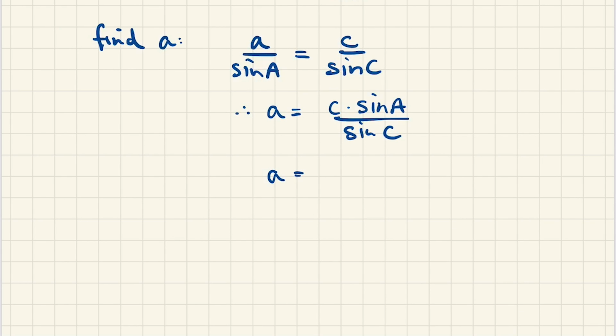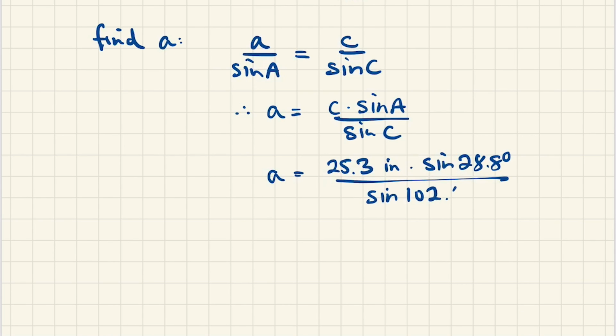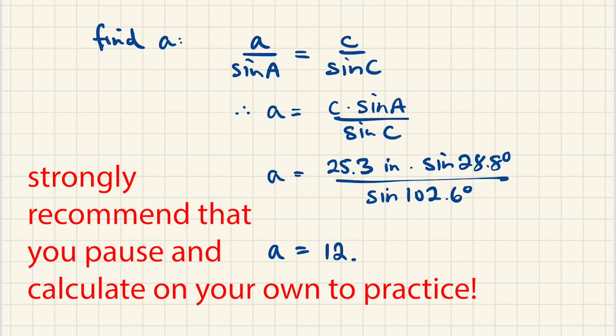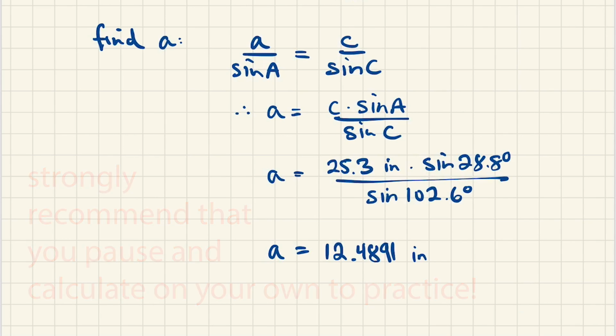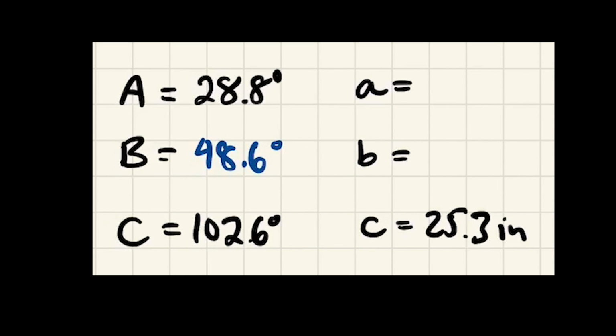So that's 25.3 inches times sine of A, which is sine of 28.8 degrees, all divided by sine of 102.6 degrees. So doing the calculation, I get 12.4891. And rounding according to the precision in the problem, we'll write that as 12.5.